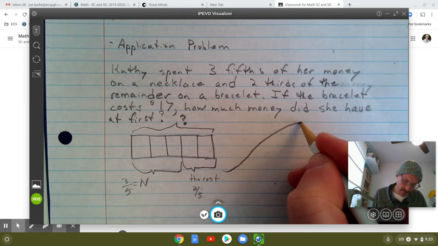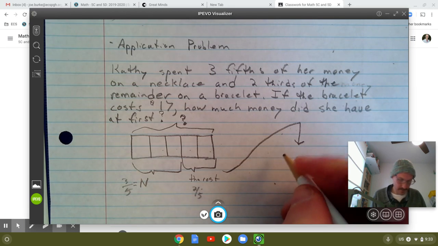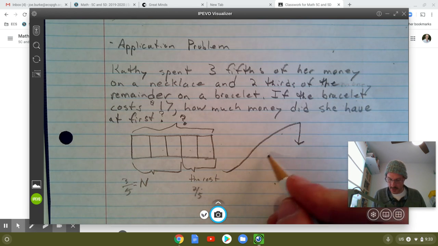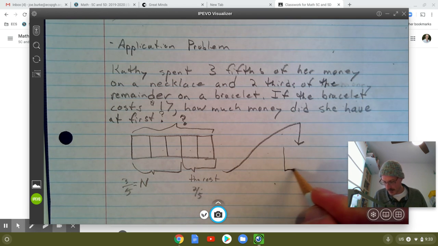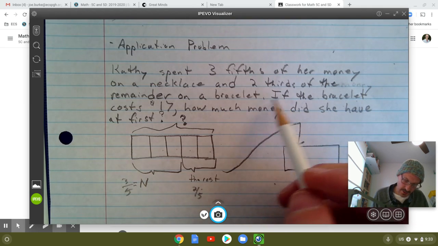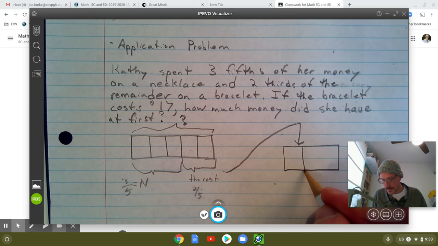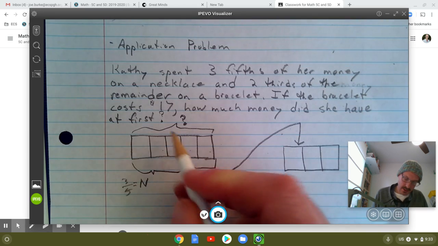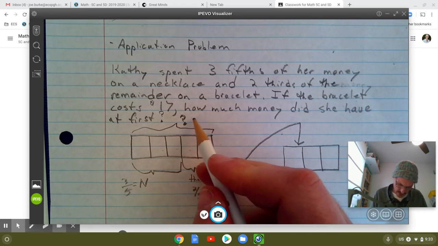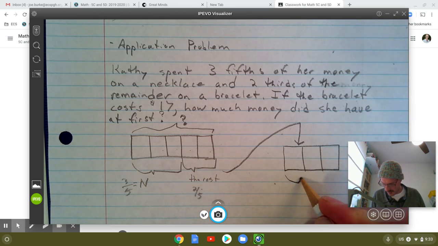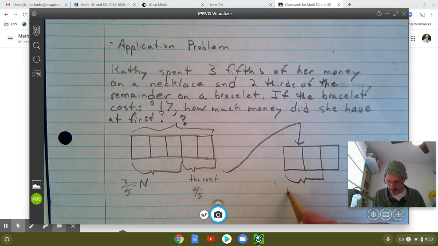So I'm going to make an additional tape diagram that represents just this little piece, because our question tells us that this piece is divided 2/3. It makes it a little bit tricky. Okay, so she spent $17. She spent 2/3 of the rest on a bracelet. So this is the bracelet, which is $17.